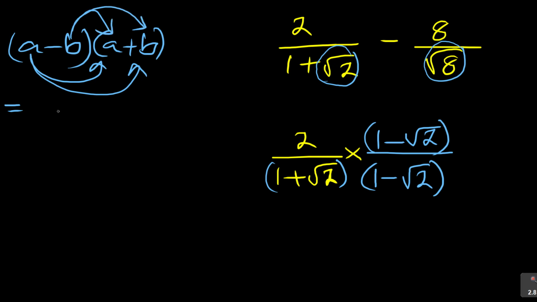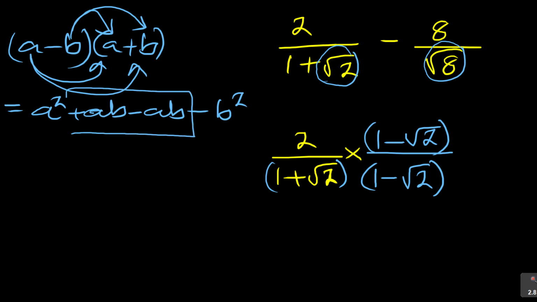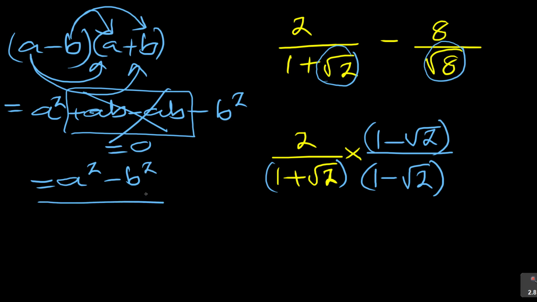If you say a times a, it's a squared, and then a times b is plus ab, minus b times a is minus ab, minus b times b is minus b squared. But I want you to take note of the center. It's ab minus ab. This becomes 0. So you are left with a squared minus b squared. You see, it's a difference of two squares.